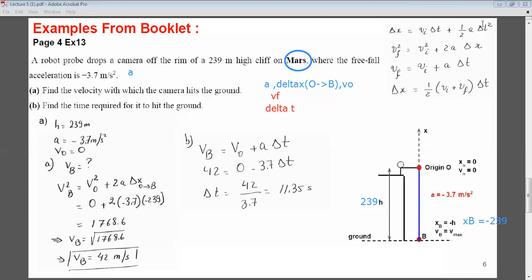You just have to learn how to use quadratic equations. You can do this on your calculator. The second equation I cannot use because there is no delta T. The third equation I can use, and the last equation I can use. Here I use the third equation, but you are free to use the last equation as well. So in the third equation, V final, which is VB, equal V initial plus A delta T. VB is 42. Actually, VB will be plus or minus.